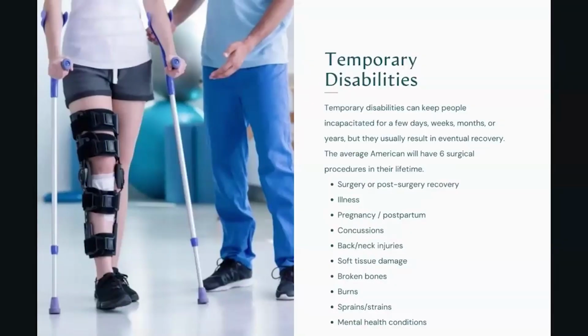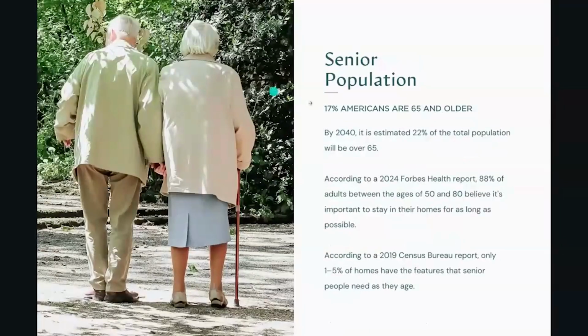So things like that can be a lot more relatable and a lot less dramatic or catastrophized than a permanent disability. Of course, the senior population. Currently 17% of Americans are 65 and older, and by 2040, that number is estimated to jump to 22%.